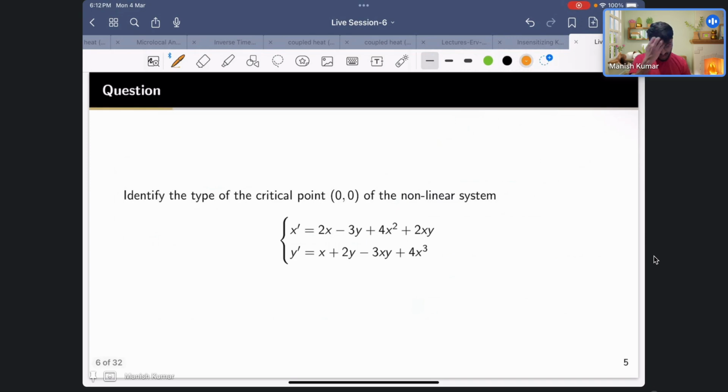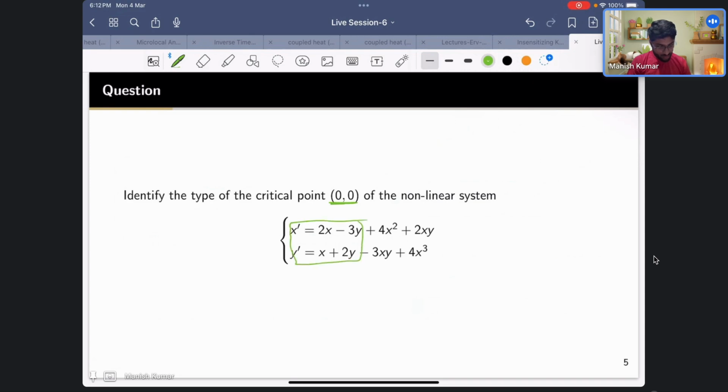So let us see one example related to that. We have to talk about the type of equilibrium point. The critical point and equilibrium point are the same thing, so we have to characterize what kind of equilibrium point 0 0 is. Let us look at the linearized system. In this case the linearized system would be just this.